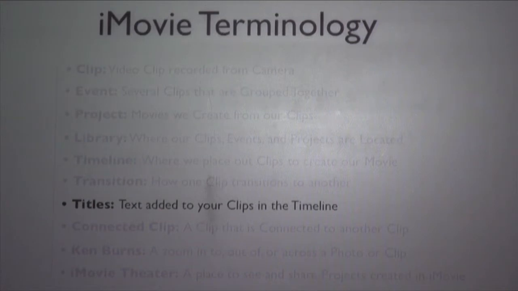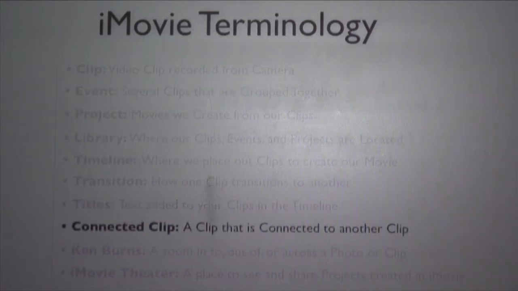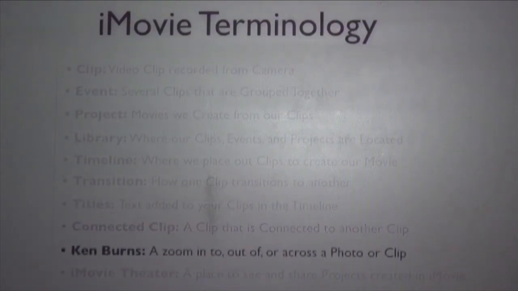We also have connected clips. With connected clips, we can connect one clip to another. This is how we add effects such as side-by-side and picture-in-picture. Speaking of effects, we have the Ken Burns effect. When we add the Ken Burns effect to a video clip or to a photo, we can slowly zoom in or out of that video clip or of that photo. This is what we call the Ken Burns effect.